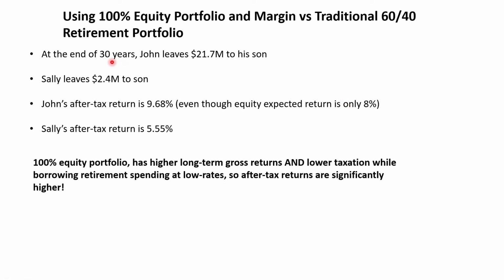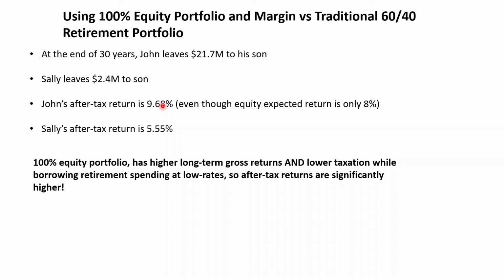So at the end of 30 years, John leaves $21.7 million to his son, right? Because that $2 million was growing at 8% compounded, and he was borrowing at 2%. However, Sally, on the other hand, only leaves $2.4 million to their son. So John's after-tax return is 9.68%.